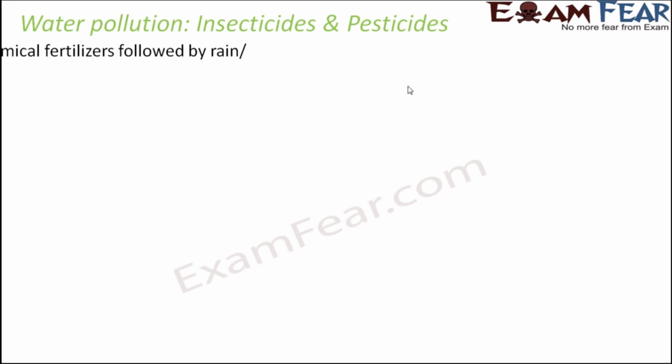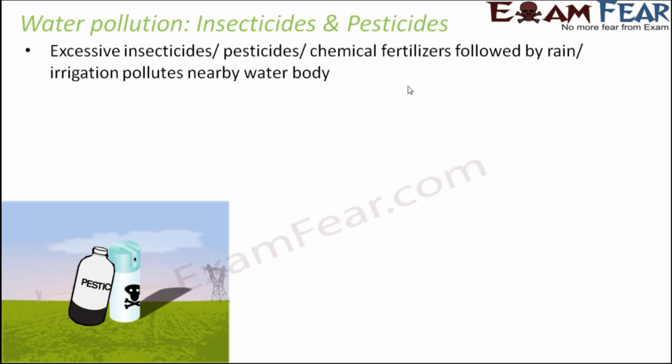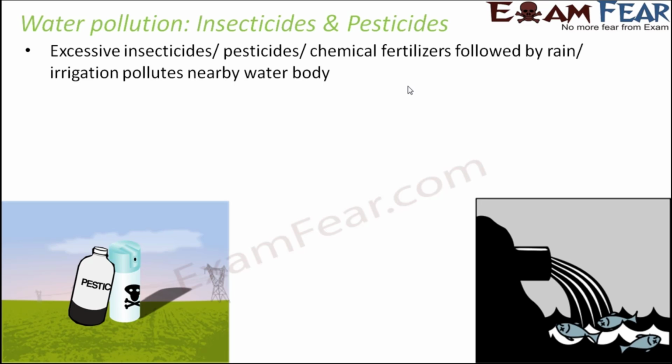Now let's talk about the insecticides and the pesticides. As discussed just now, when we use these things in excess on agricultural land, and let's say that you applied too much of insecticides, pesticides or fertilizers today, and maybe within a day or two there was a good amount of rain, what happens? The rainwater will wash away the soil containing all these chemicals and discharge them into the nearby water body. So directly it will impact the aquatic life.